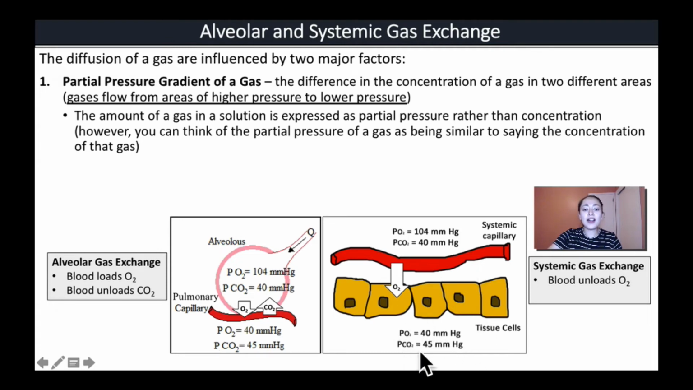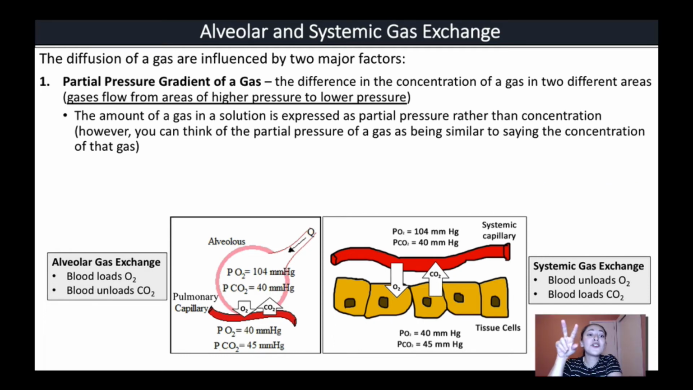Which way will carbon dioxide move? Well, the partial pressure of carbon dioxide is 45 in the tissue cells, and it is 40 in your systemic capillaries. So it's going to go from 45 to 40, and your blood will load up carbon dioxide at your tissue cells. So it's the partial pressure gradient, or in other words, the difference in the partial pressure that drives which direction oxygen and carbon dioxide will move at both the alveoli and at the tissues within your body.